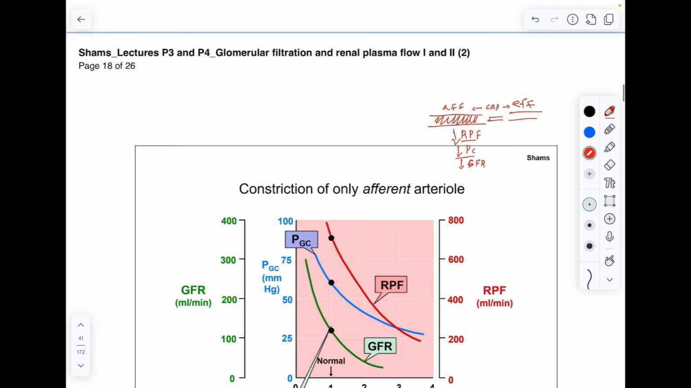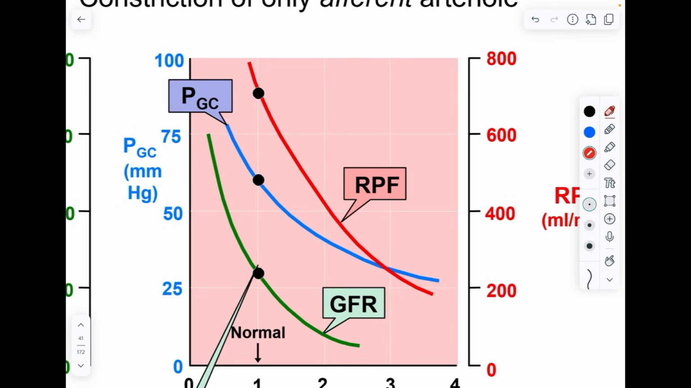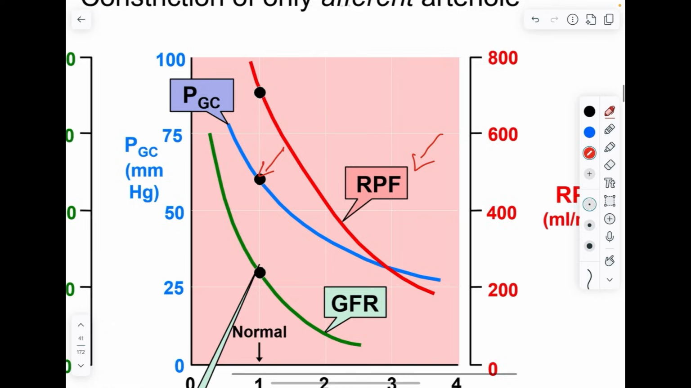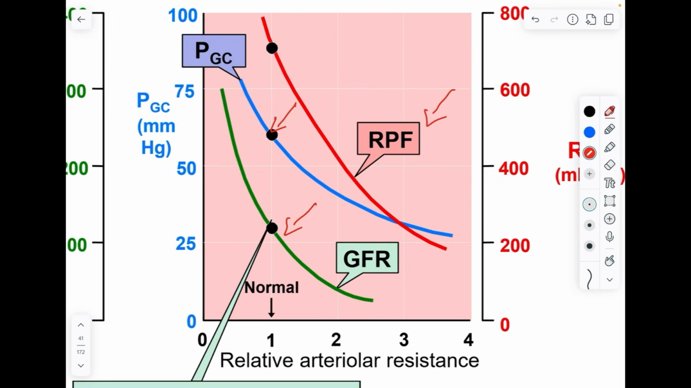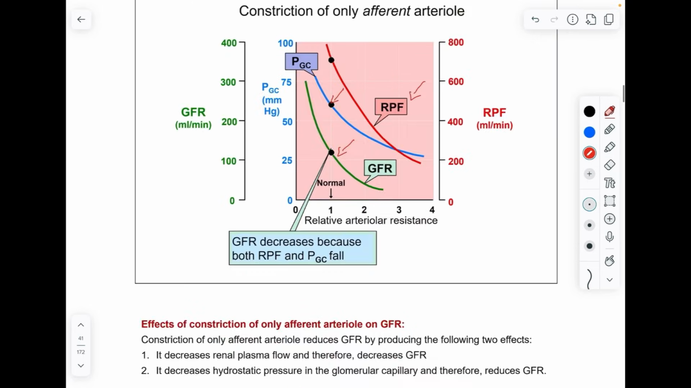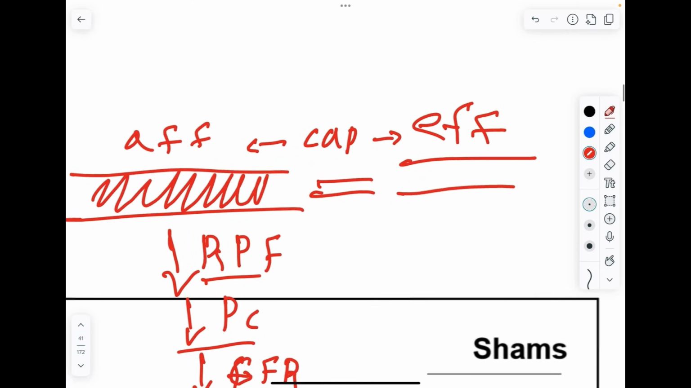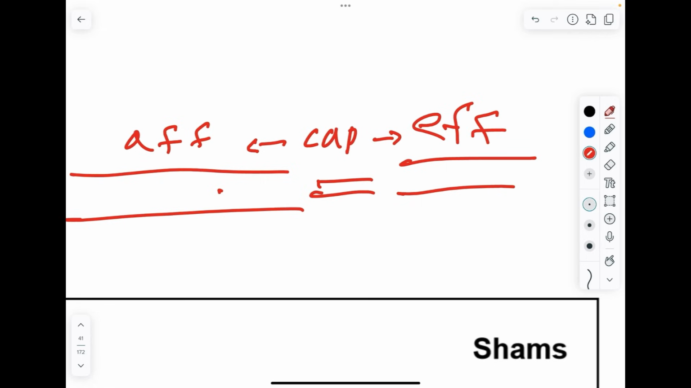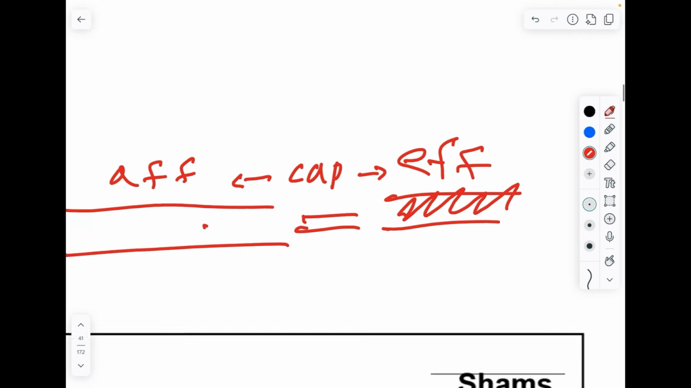Now look at the graph. You will see it's the same thing. You constricted the afferent arteriole, so the renal plasma flow decreases. Pressure in the glomerular capillary decreases. GFR decreases. Very easy. Now, what if we do it to the efferent arteriole? Let's get back to this guy. So now, all of this is gone. Please. Okay. And now we constrict the efferent arteriole.